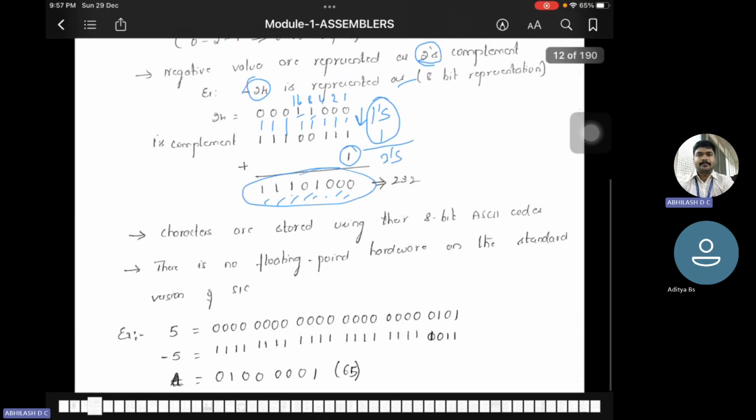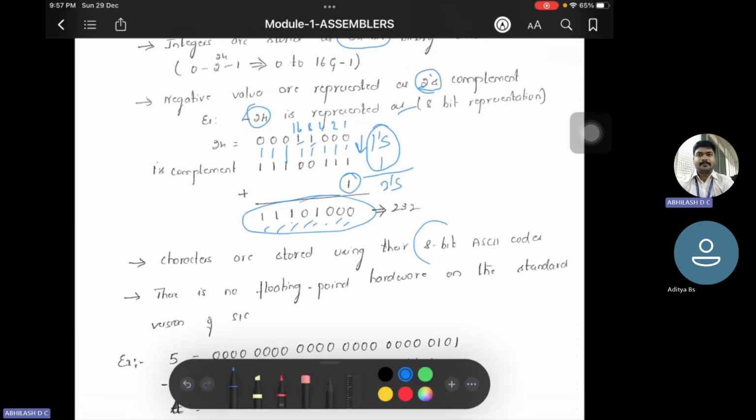Characters are saved in 8-bit ASCII code, right? So why 8-bit? We actually need 8 bits to represent any character. A character will have single quotes. So 65 will be the ASCII code for A, and 96 will be the ASCII code for the small a. By basics you will be knowing this. So the characters are stored using their 8-bit ASCII codes.